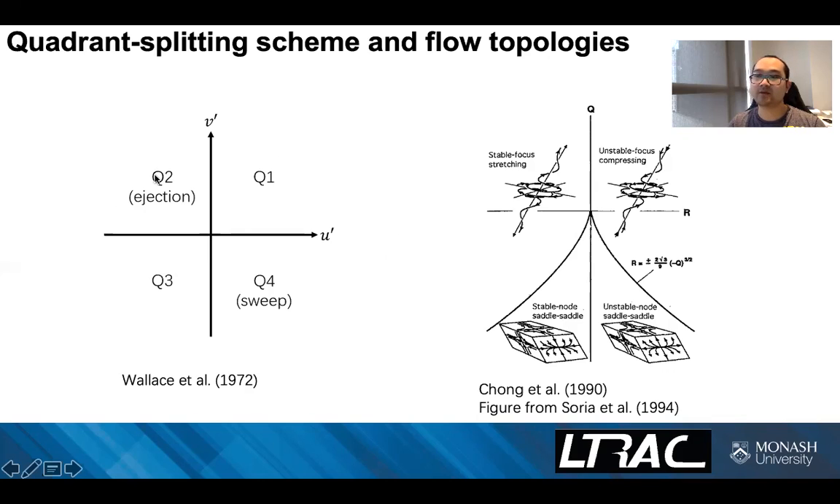In this study, we use the quadrant splitting scheme and the flow topologies to characterize the Reynolds shear stress. The flow topologies are based on the invariants of the velocity gradient tensor. Basically, it classifies flow structures into four non-degenerate topologies, which are compressing vortices, stretching vortices, stable saddles, and unstable saddles. So we can know each small volume in the fluid belongs to which topology by this method.